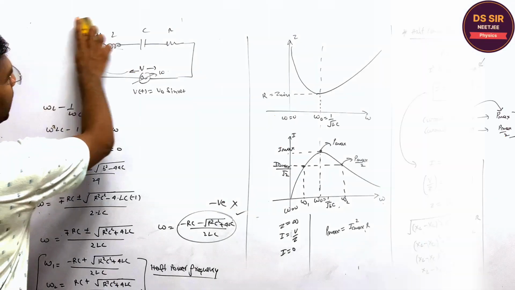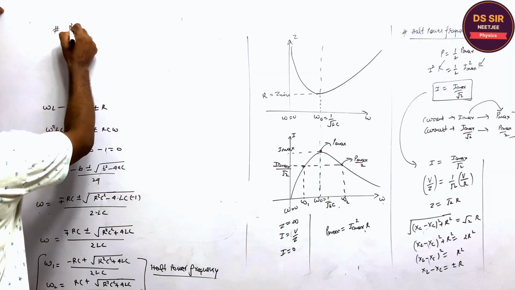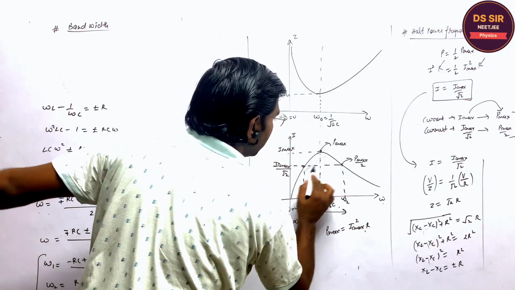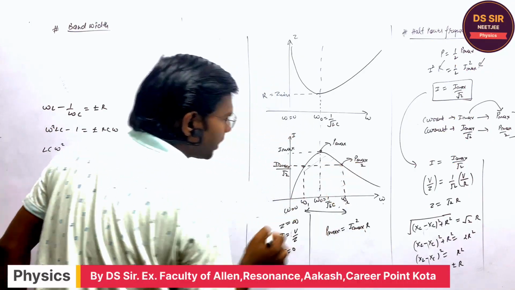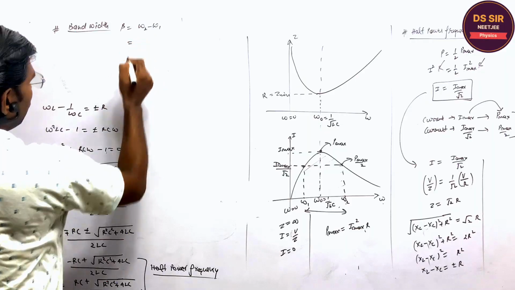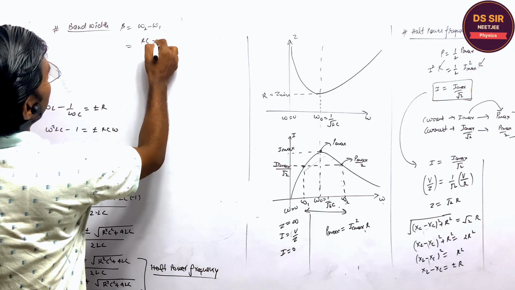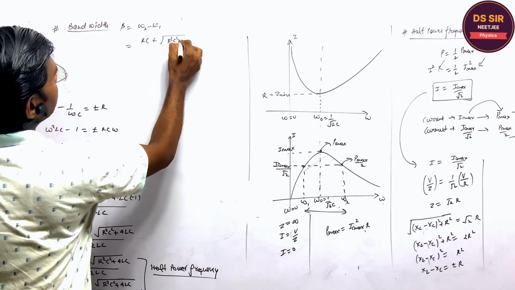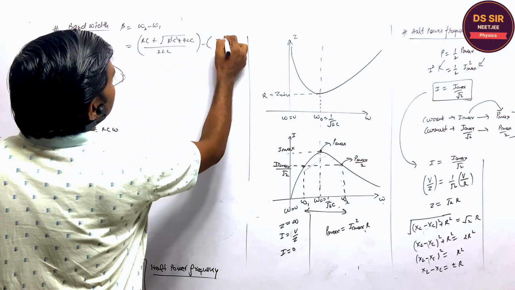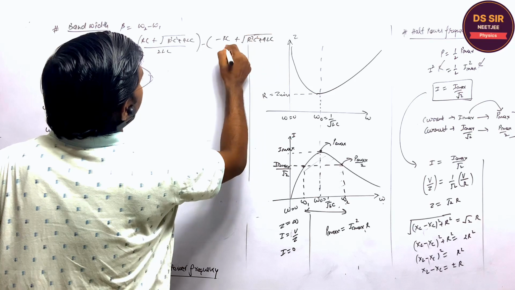Is it clear? Bandwidth, I am asking you, right? The bandwidth of the LCR circuit is nothing but the frequency difference. This region from omega 1 to omega 2 is called the bandwidth. Bandwidth beta is omega 2 minus omega 1. What is omega 2? Omega 2 minus omega 1 is RC plus root of R square C square plus 4LC upon 2LC, minus minus RC plus root of R square C square plus 4LC divided by 2LC.